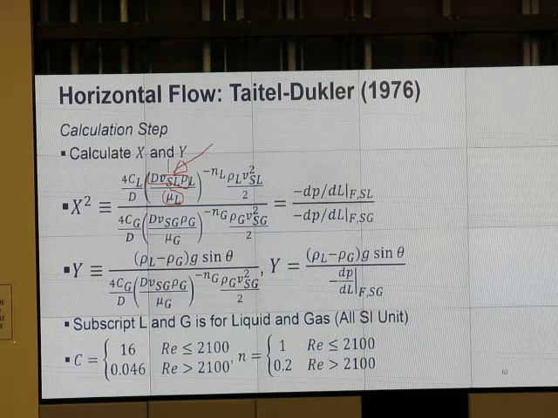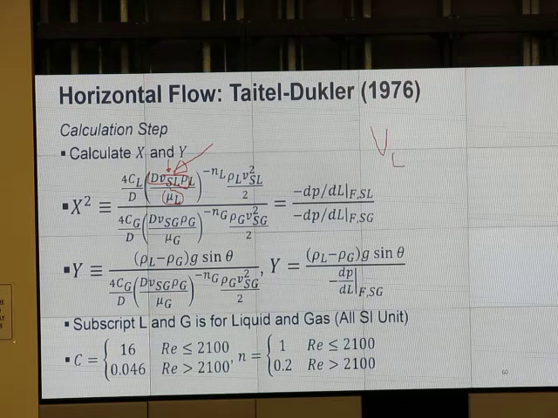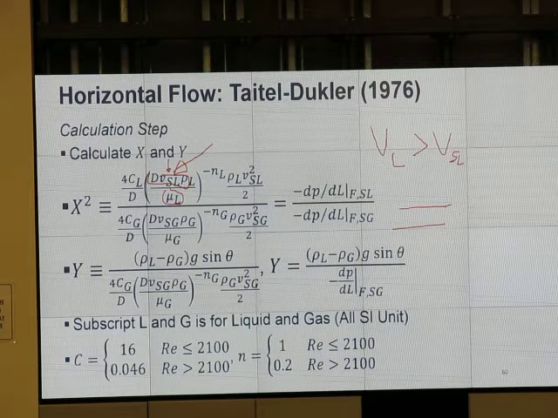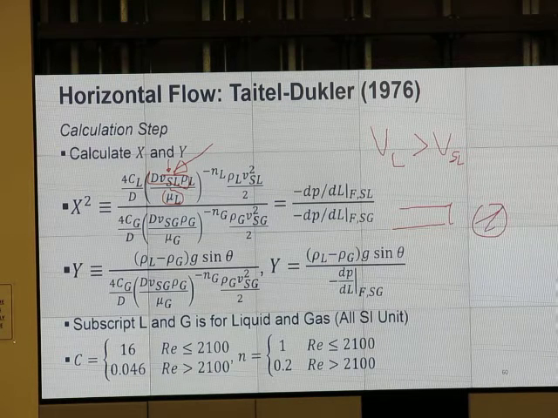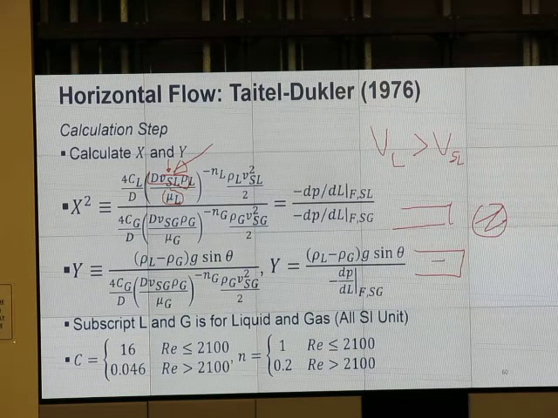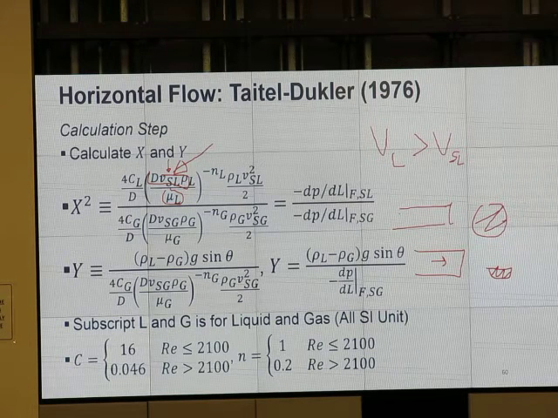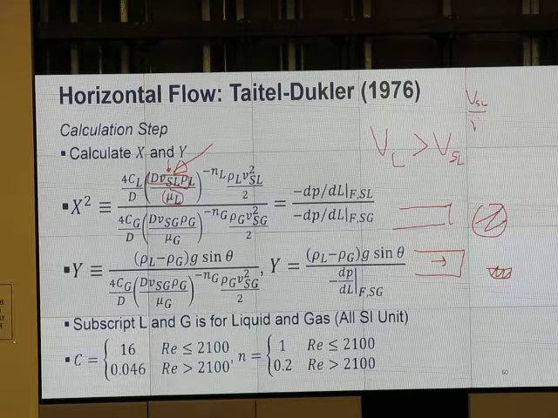Because actual V will be more than VSL, right? VSL is lower than actual V. You know that? VL is greater than VSL because VSL is flow rate divided by the whole cross-section area. But VL, actual liquid velocity, is the same flow rate divided by maybe just half of the cross-section area. So actual velocity is more than the superficial velocity. And if I have VSL divided by the holdup, I get VL. Do I not?